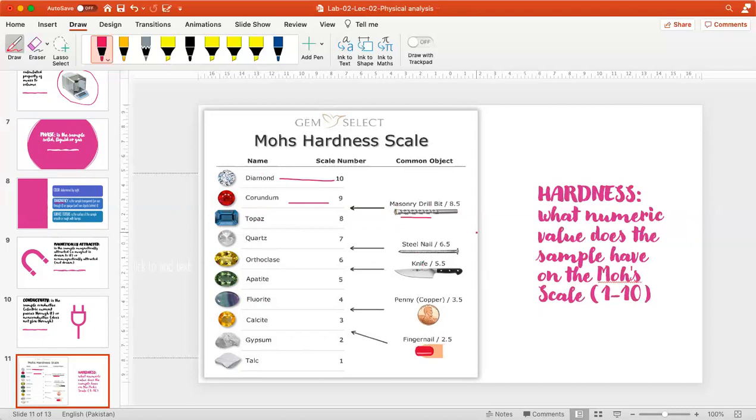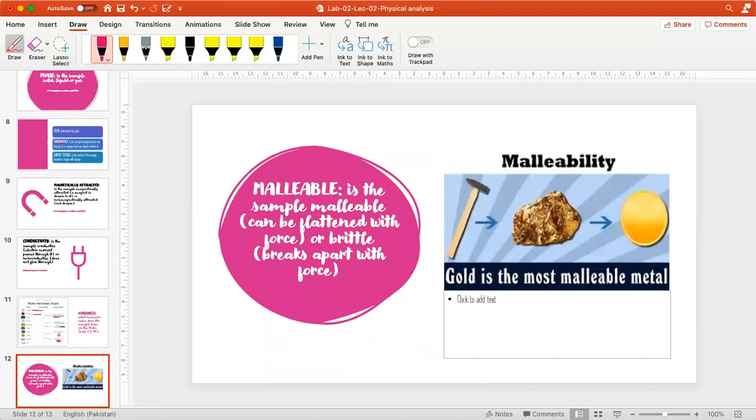Then we come to malleable. Sample malleable can be flattened with force, or brittle breaks apart with force. So we can see that gold is the most malleable metal, right? Gold is the most malleable metal.